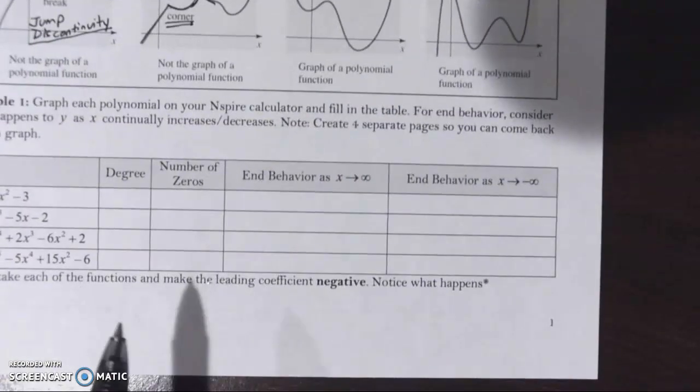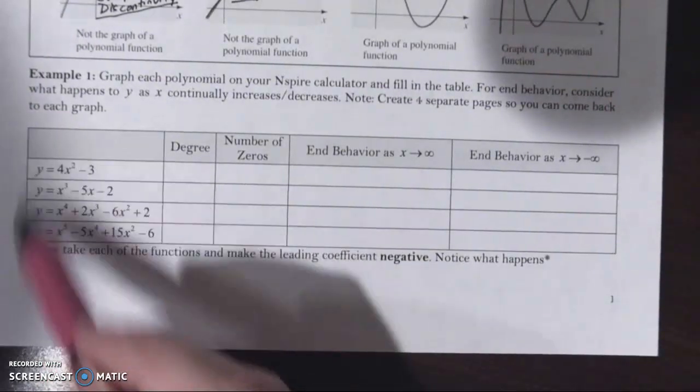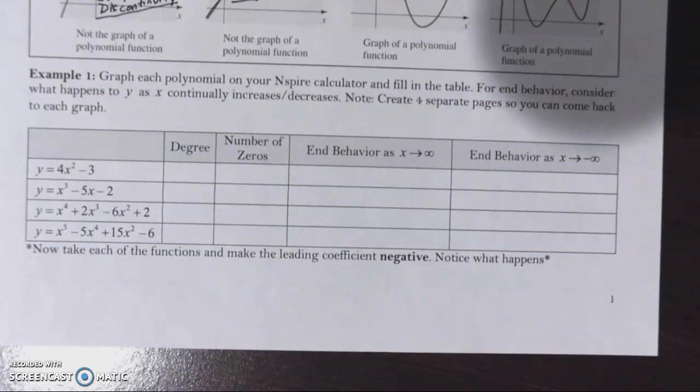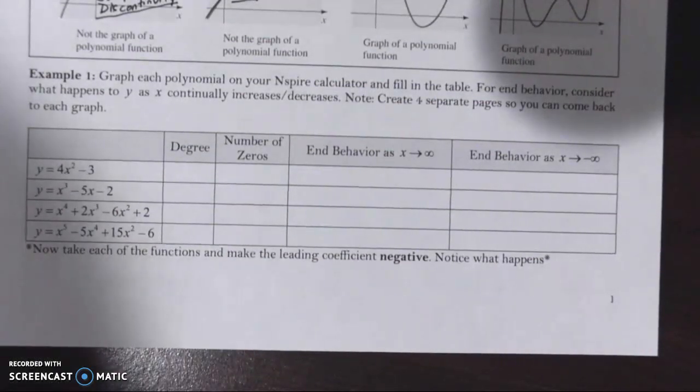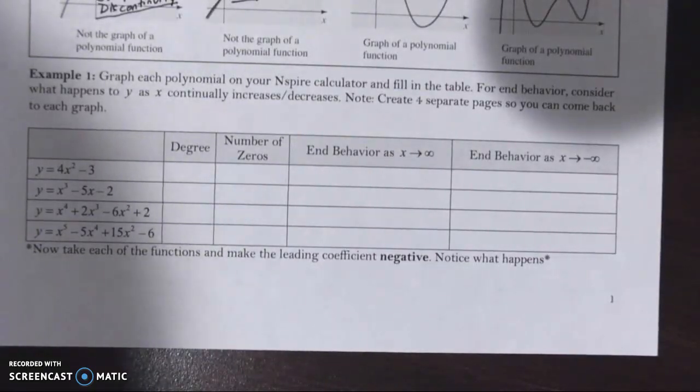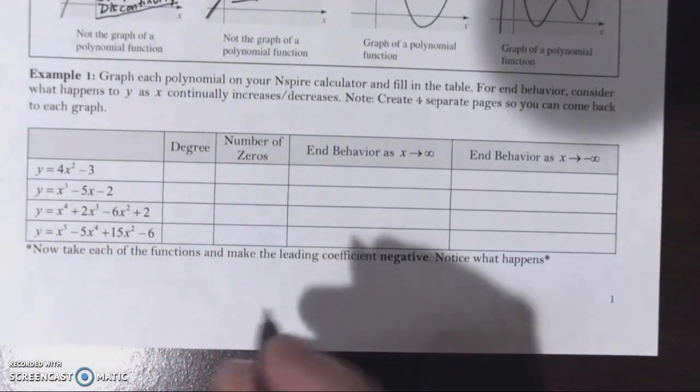What I'd like you to do is pause the video, and then you can type these into your calculator, if you don't mind, and then take a look at what they look like. Okay, and then we'll talk a little bit about end behavior, which you guys talked about. All right, what happens to y as x increases and decreases, and then you can get just a general sense of what it looks like. Okay.